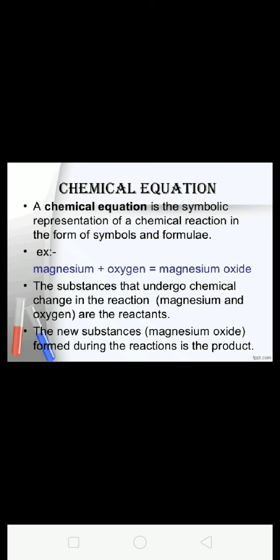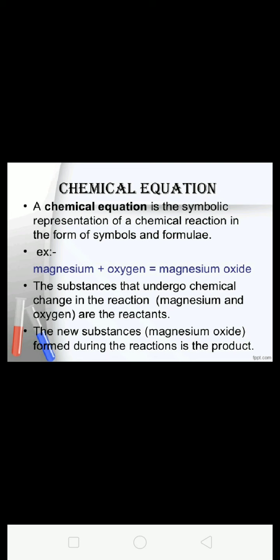I can write oxygen as O2 because it is the stable form of oxygen. It gives, I can show arrow. Magnesium oxide can be written as MgO. So if I write it in terms of symbols, you can call that a skeletal equation. That's called a skeletal equation.